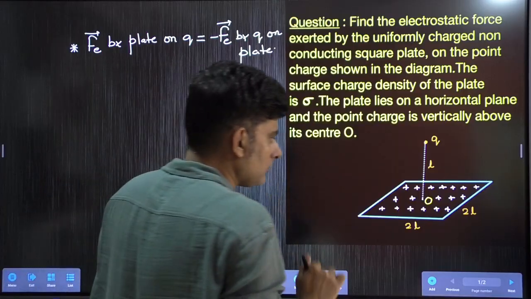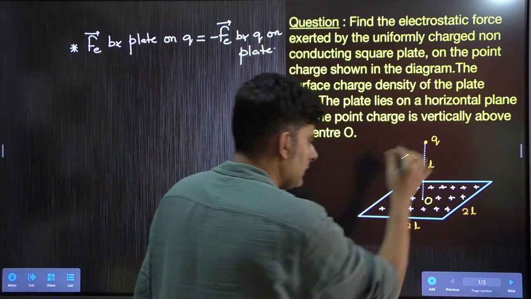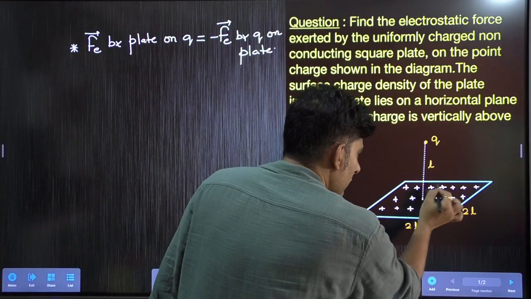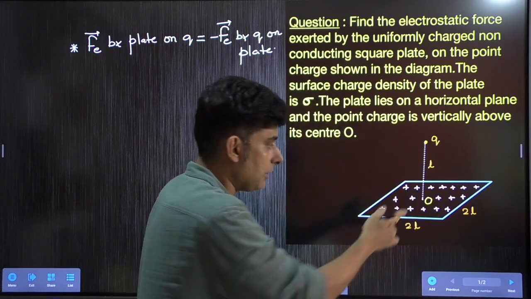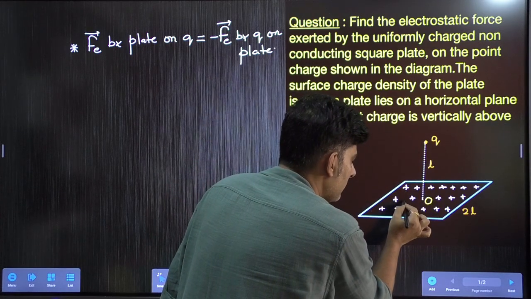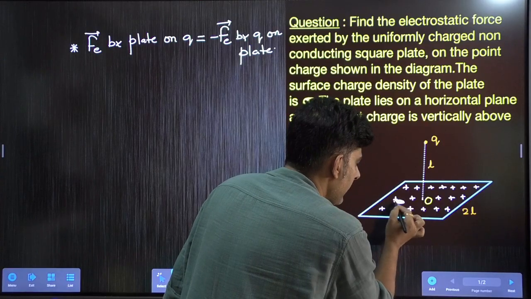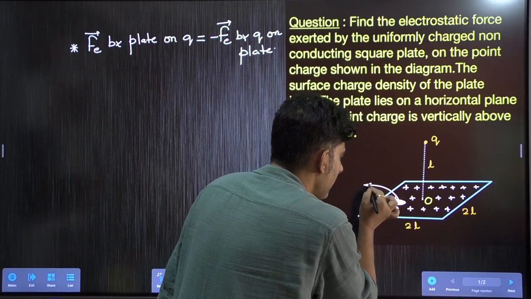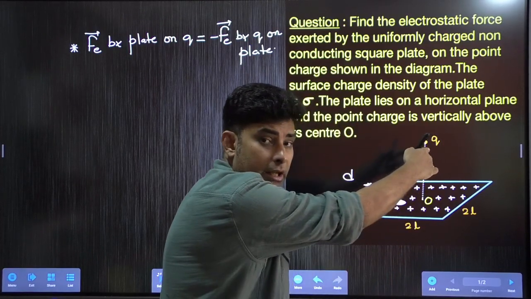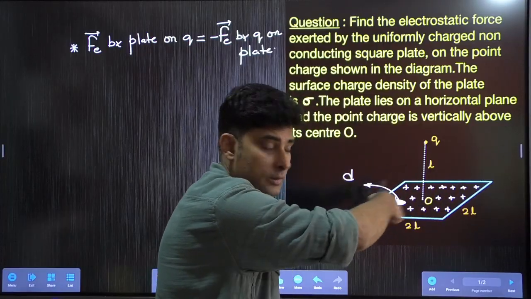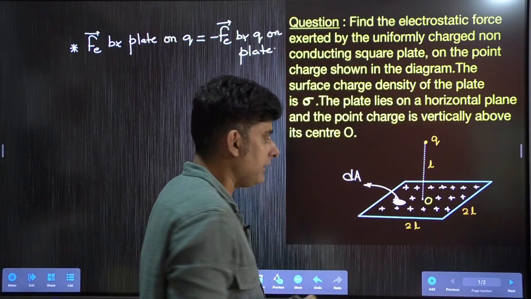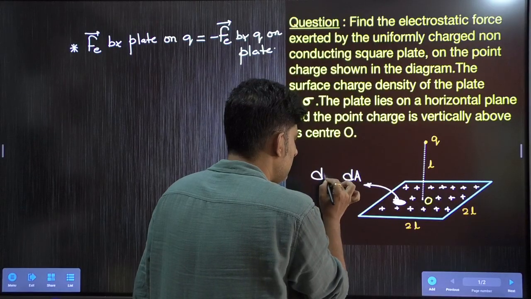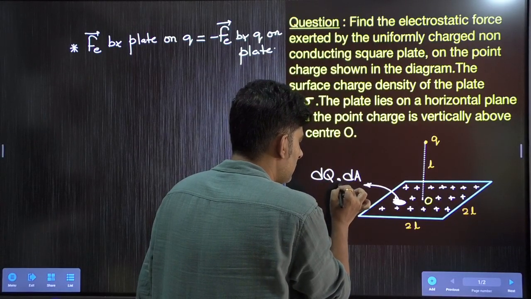Now what we can say from here is, if we want to find the force by Q on the plate, we can take a small area anywhere. Why am I taking a small area? Because the electric field due to Q will be variable throughout the plate. So we are taking a small area dA, and it has a charge. Let's call that charge dq.